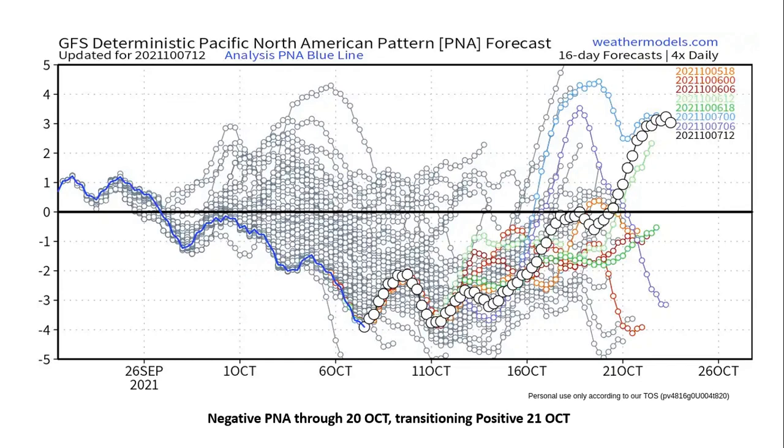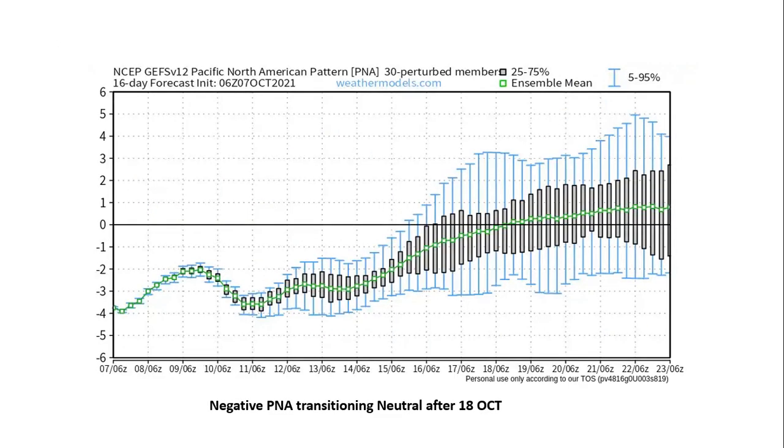Looking at the GFS deterministic PNA forecast, generally showing a strongly negative PNA, transitioning to neutral generally around the 17th and then becoming positive after the 21st of October. And then the NCEP GEFS V12 PNA 30 perturbed members, strongly negative, generally through the 19th of October, transitioning to slightly positive after that, neutral to slightly positive after the 18th of October.